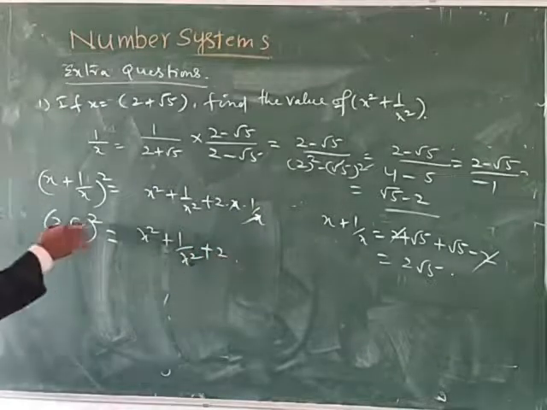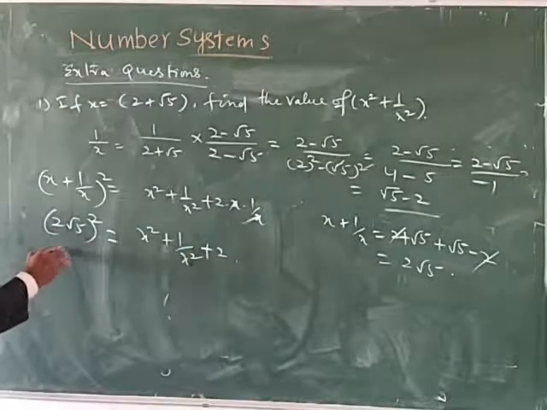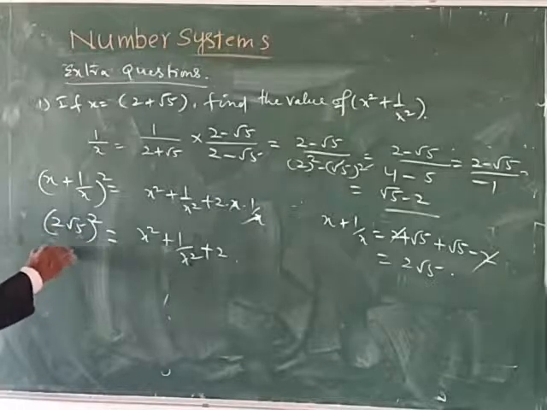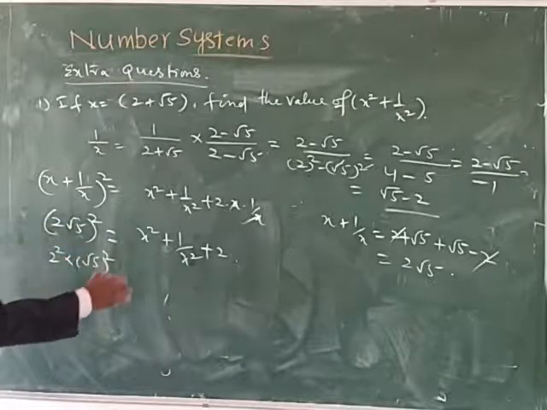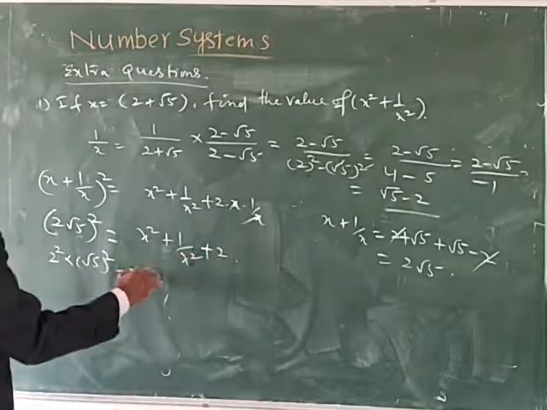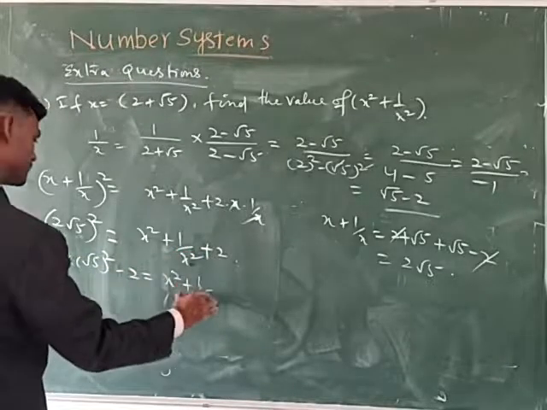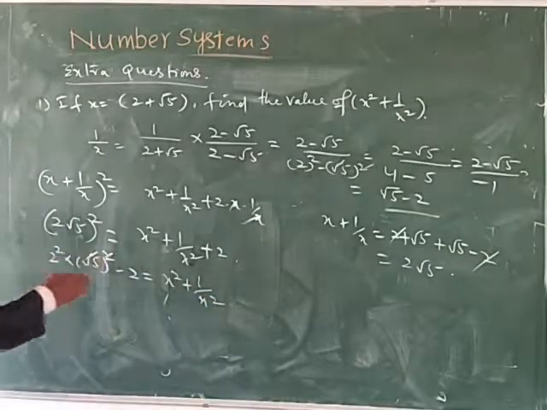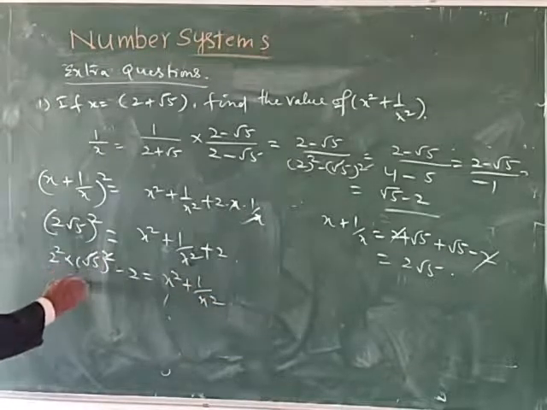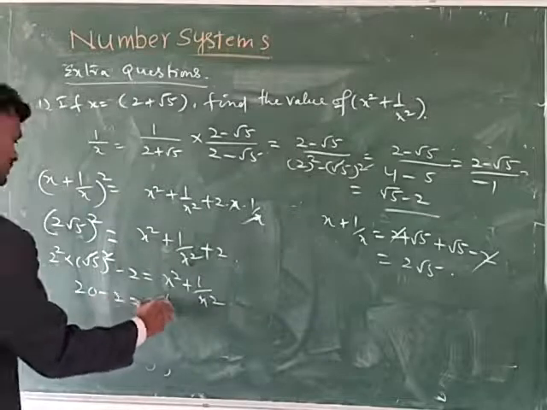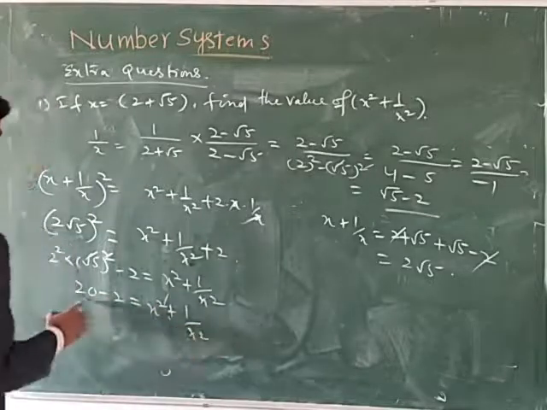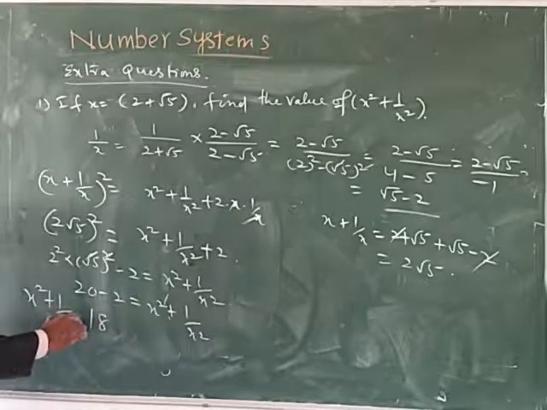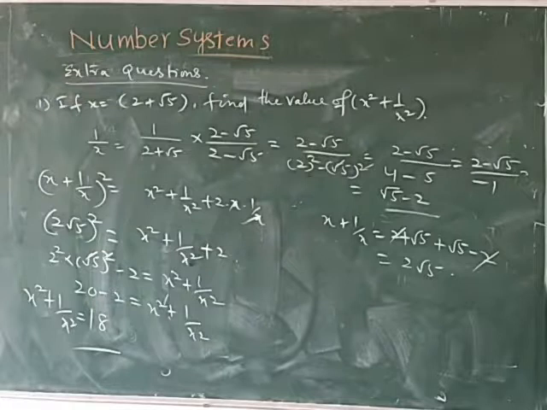Now this is 2 square, 4 fives are 20. This square belongs to both terms, so 2 square into root 5 whole square. This 2 goes to the other side: minus 2 is equal to x square plus 1 by x square. Here 2 square is 4, the root and square cancel, 4 fives are 20, minus 2 is equal to x square plus 1 by x square. Here 20 minus 2 is equal to 18. Then x square plus 1 by x square is equal to 18. This is the answer. Note down.